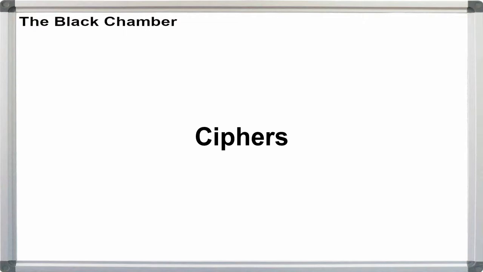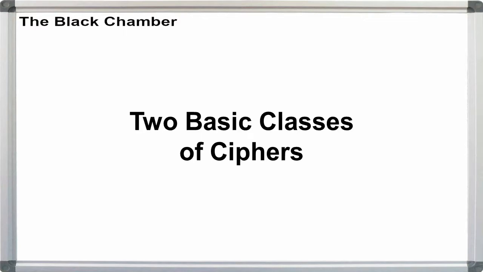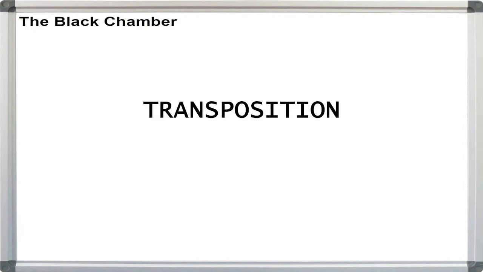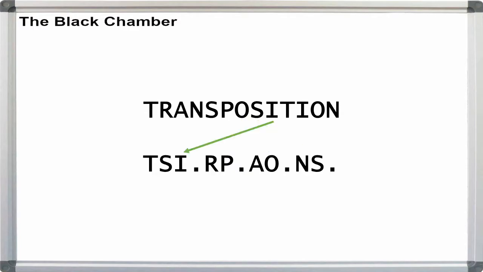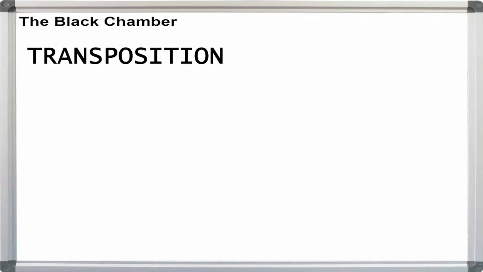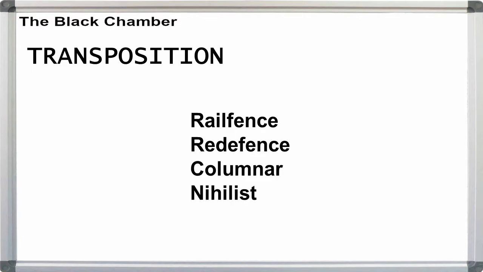Ciphers, conversely, disguise the message at the character level. Normally, though, coded messages are enciphered as well. There are two general classes of ciphers, and they may be combined depending on the system. Transposition ciphers change the positions of the letters within the message. Examples include rail fence, redefense, columnar, and nihilist.